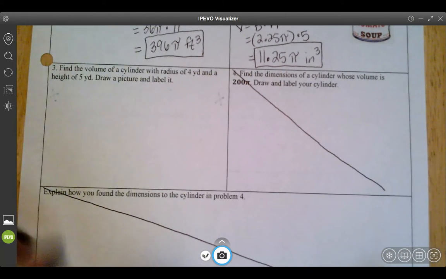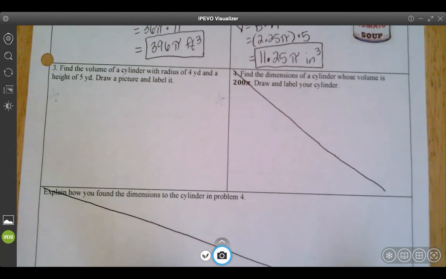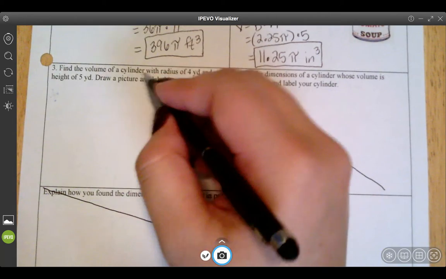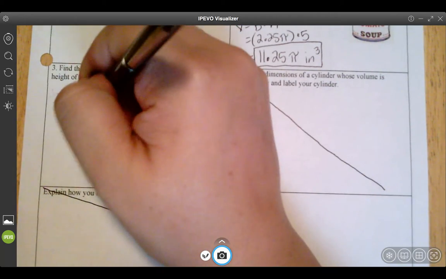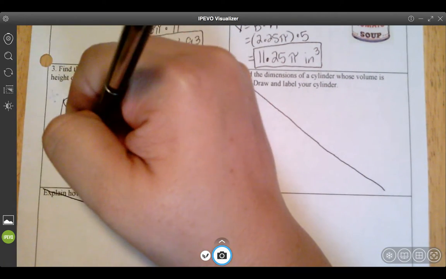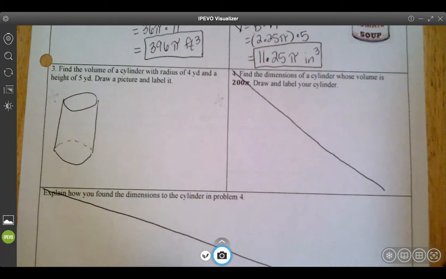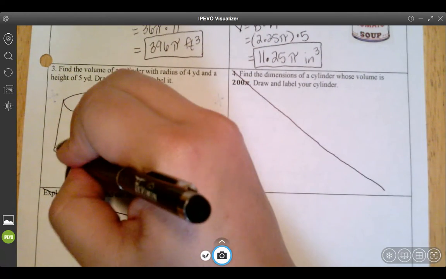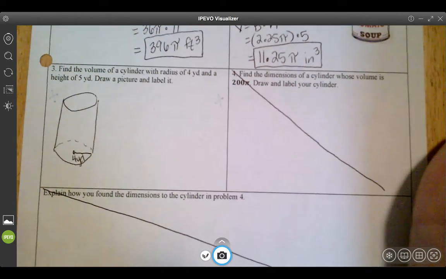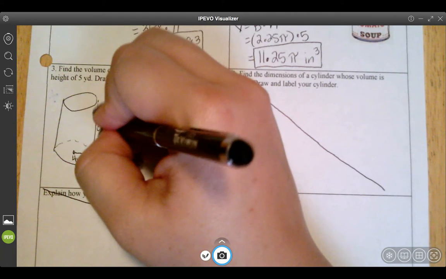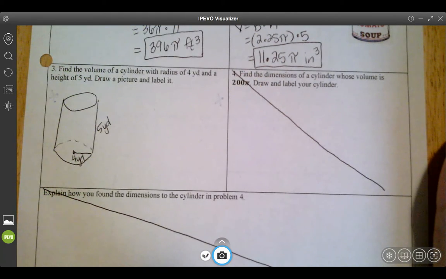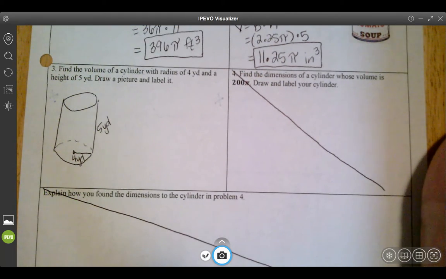So for our last one for this section, again, we're drawing a diagram here. Find the volume of a cylinder. Cylinder means it's got the circles. With a radius of 4 yards and a height of 5 yards. Draw a picture and label it. Always draw a picture and label it.